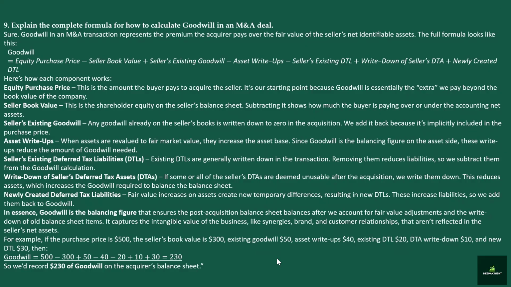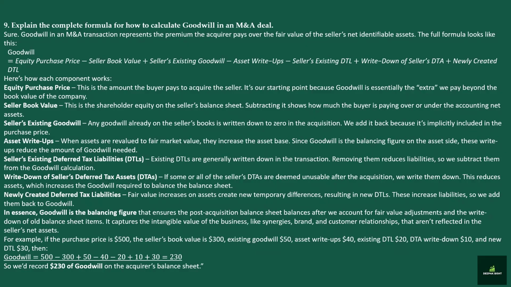My name is Deepak Bisht, and we are discussing the investment banking question and answers, merger and acquisition advanced questions. Previously we completed question number 9, but later on I thought this question was tricky. These advanced questions are tricky, and that's why I would like to revisit question number 9 one more time.